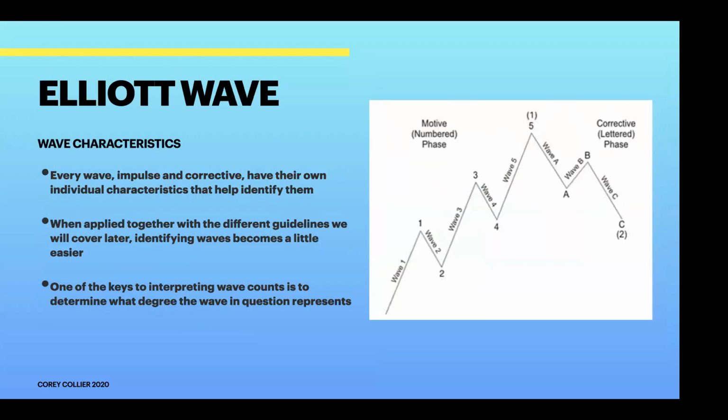So what are the different wave characteristics, all right? Every wave, impulse, and the corrective have their own individual characteristics that help to identify them. So when applied together with different guidelines, we will cover later, identifying the waves becomes just a little bit easier, guys. One of the keys to interpreting wave counts is to determine what degree the wave in question represents.